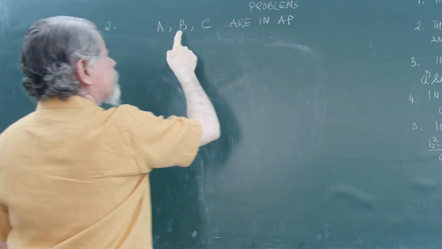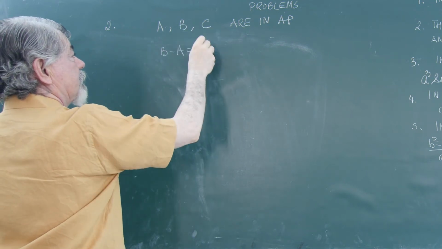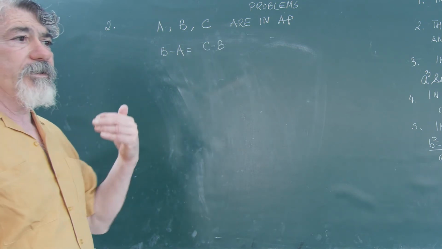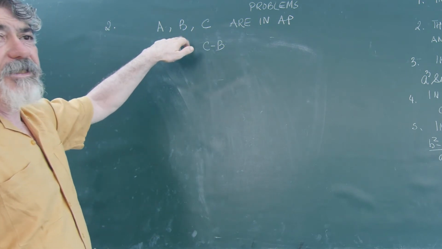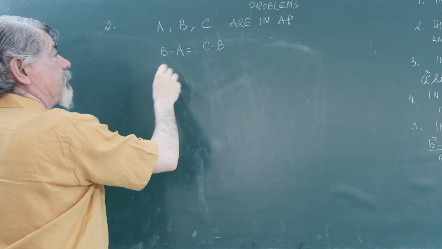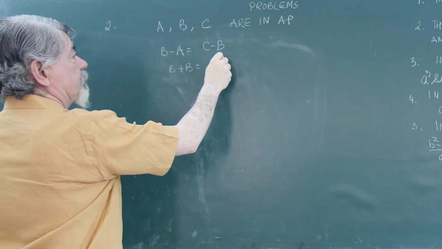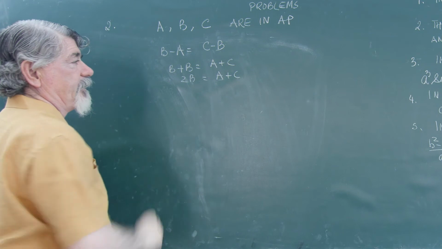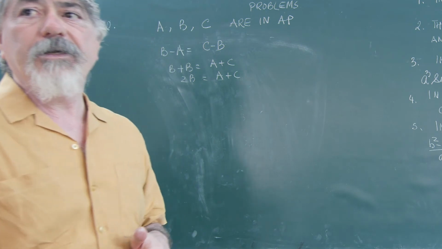It means if I subtract the first from the second and the second from the third, always the previous term from the next term, B minus A is equal to C minus B. The common difference should always be equal. Transferring B to one side, it becomes A plus C, so 2B is equal to A plus C. This we obtain from the given fact that the three angles of the triangle are in AP.